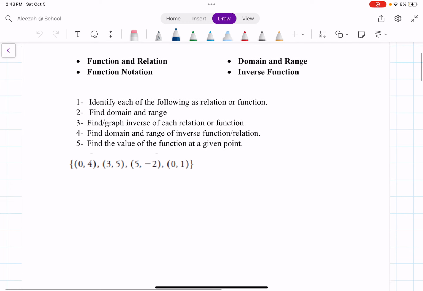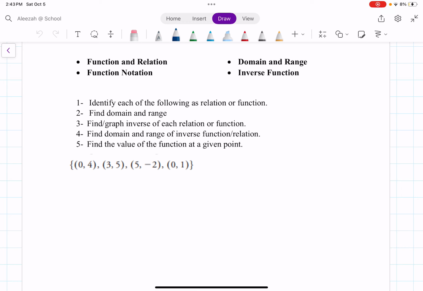So the first thing is, what is a relation and a function? A relation is a description of how two variables are related or connected. And a function is a special type of relation in which each x value is related to one and only one y value. Each relation is not a function, but every function is a relation.